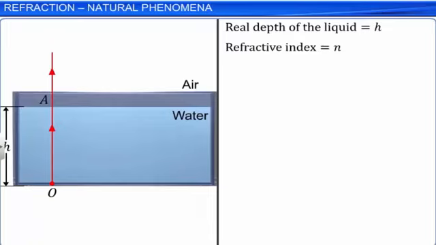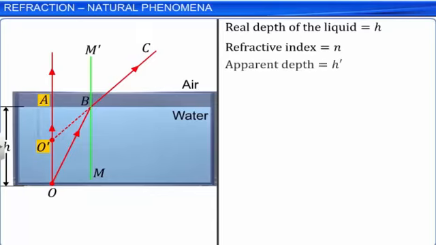Consider another light ray, OB, close to OA. Since OB travels from a denser to a rarer medium, it bends away from the normal MM' and forms a ray BC. The ray BC appears to diverge from O'. Then, O' is the image of O and AO' is the apparent depth of the liquid, say h'.